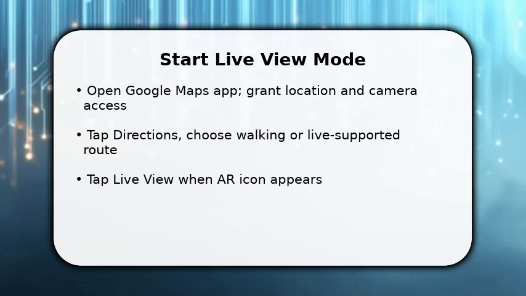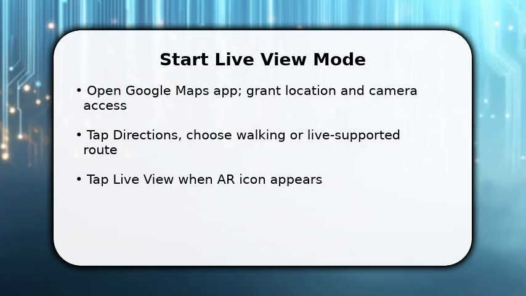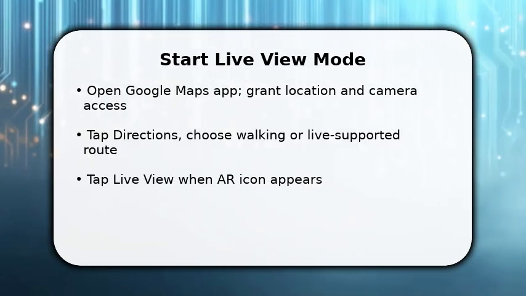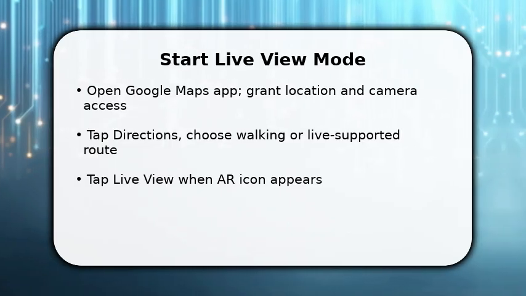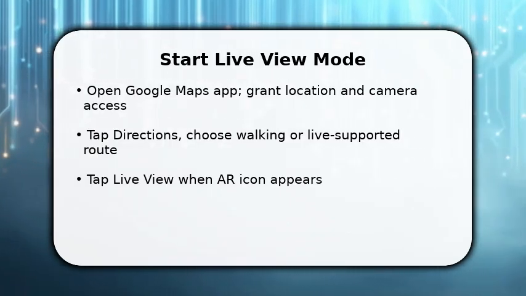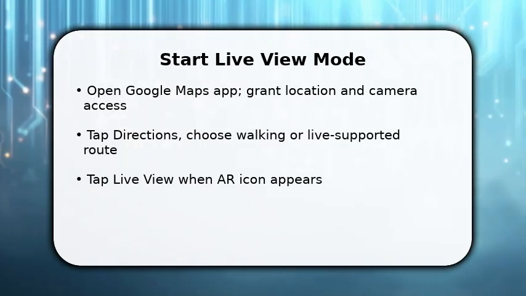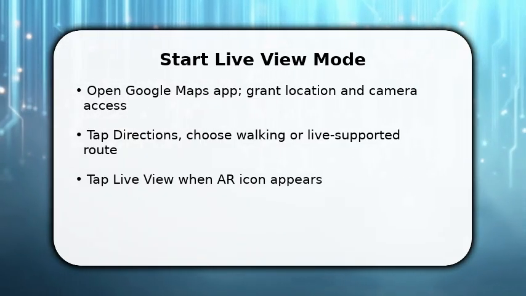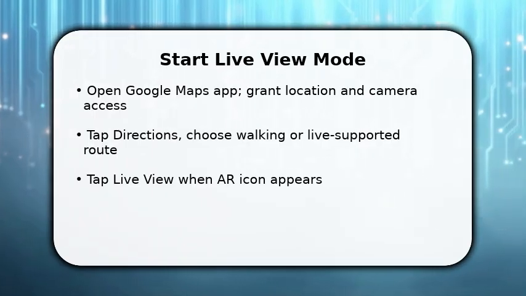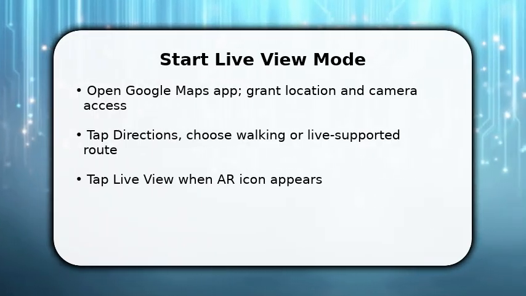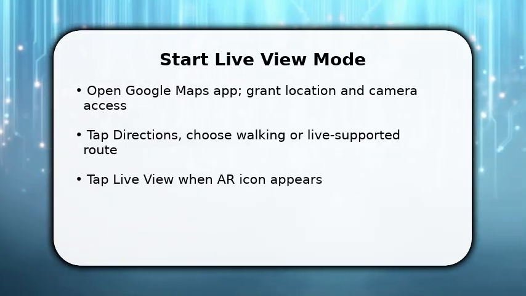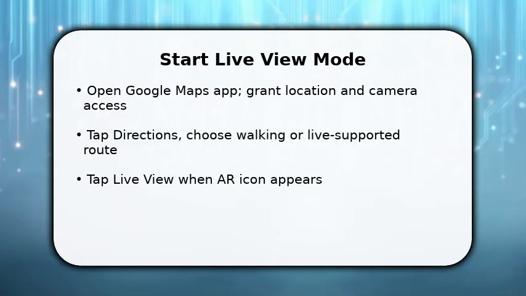You'll begin by opening Google Maps and confirming location and camera permissions. This lets Live View overlay directions. Once done, enter directions and pick a walking or compatible route because Live View works best there. Make sure the blue dot is visible and calibrated. If it's off, rotate slowly until it recenters. Then tap the Live View AR icon to launch the camera overlay.